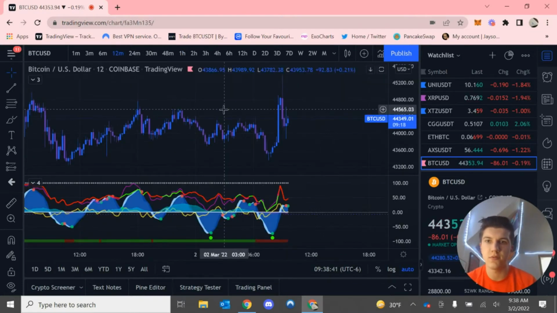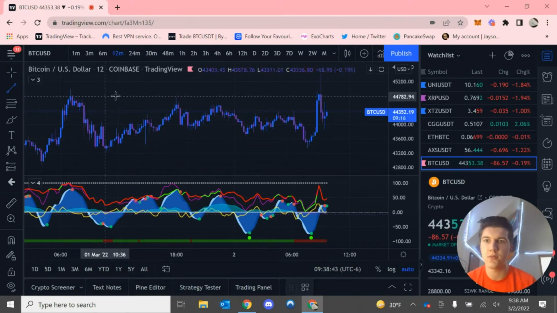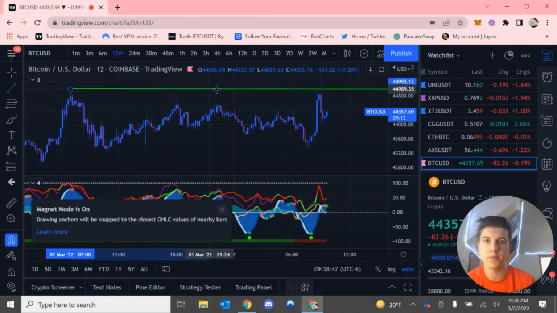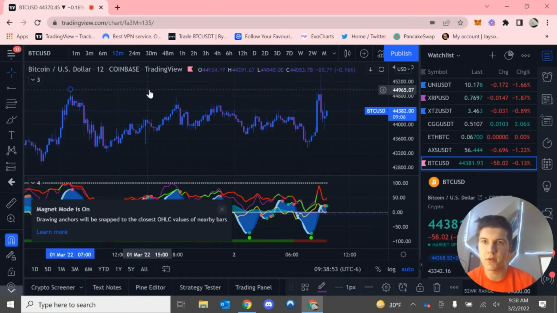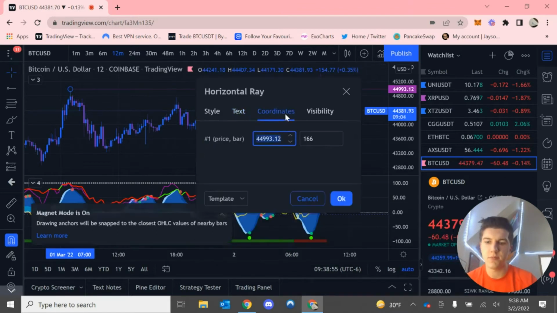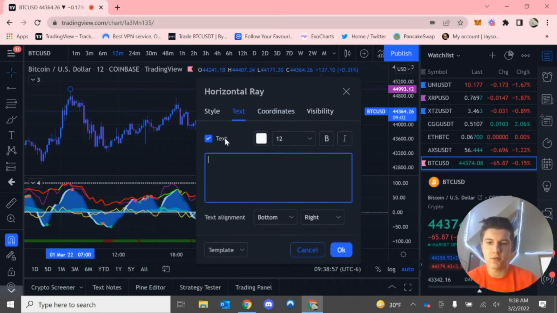Let me go down to the lower time frame. What I was looking at this morning was a wick up. Hold on, let me draw a horizontal line. It was this wick up, so I was looking at this wick.